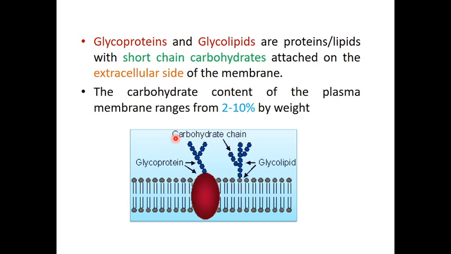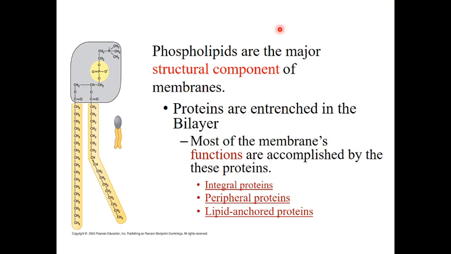The carbohydrate chain attached here, you can see the same thing being explained. And phospholipids, as I mentioned, look like this: a phosphate group attached to tail-like structures, which are nothing but fatty acids. It is a major structural component of the cell membrane. Proteins are embedded in this bilayer, as you already saw in that picture. Most of the functions of the membrane are carried out by these bound proteins. They have been classified into three categories: integral proteins, peripheral proteins, and lipid-anchored proteins.